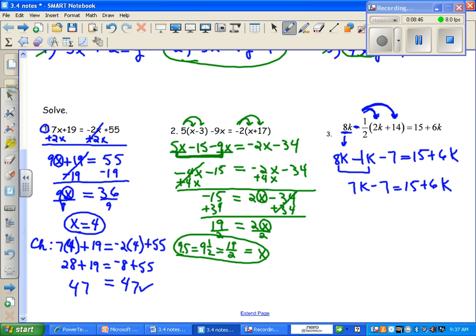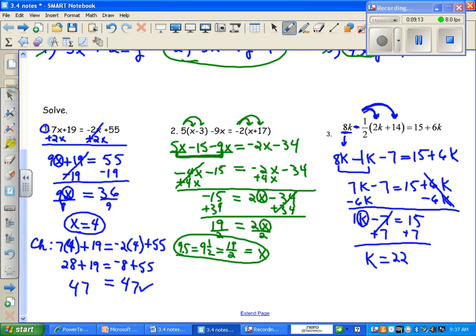Alright, I'm going to subtract 6k from both sides, and it'll show up on my left side as a 1k minus 7 equals 15. The 6k's cancel. So to get k alone, I'm going to undo whatever's added or subtracted, so I'm going to add 7 to both sides. And on the left side, you can write this just as a k. It's the same thing as a 1k. 7's cancel, and you're going to get a 22. And that one you should check as well.